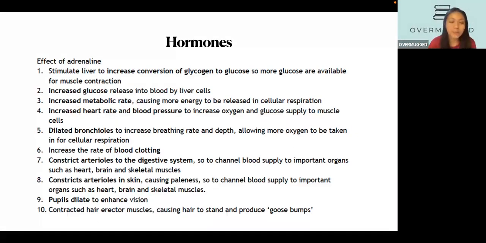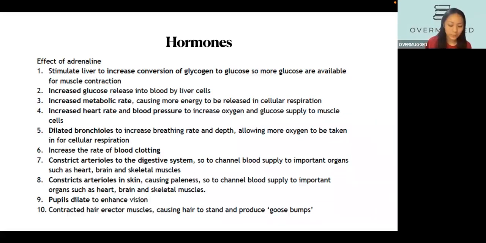Increased metabolic rate also causes more energy to be released during respiration. Then heart rate and blood pressure increase the oxygen and glucose supply. Increasing heart rate means the heart beats faster, so every pump moves blood faster to every part of the body, right? Blood pressure also means that the blood travels faster. The blood is where the oxygen and glucose are, so it can supply them to the muscle cells. Remember that I'm running away from the tiger, right?